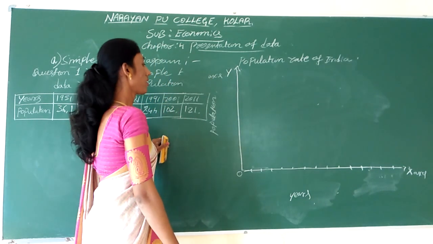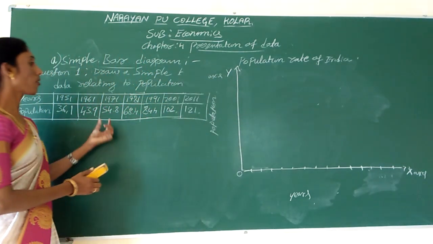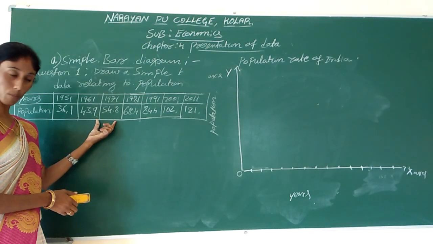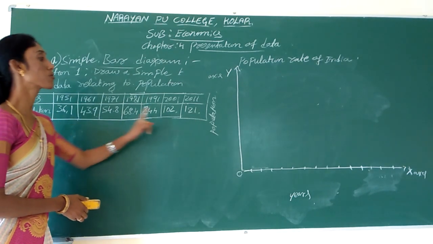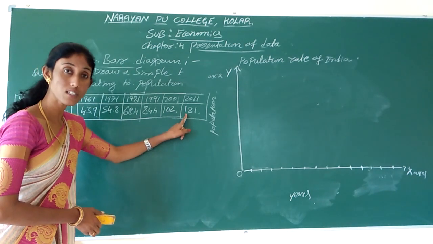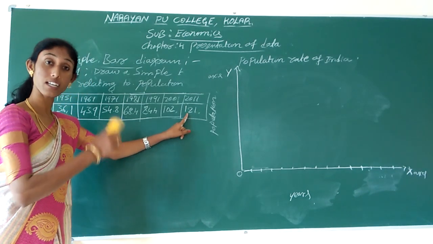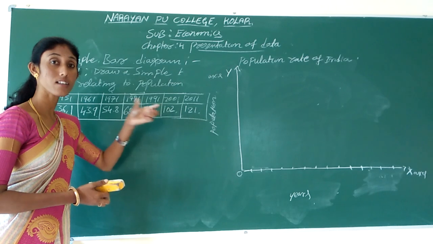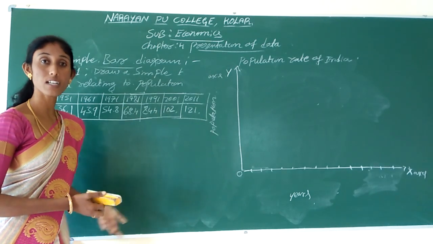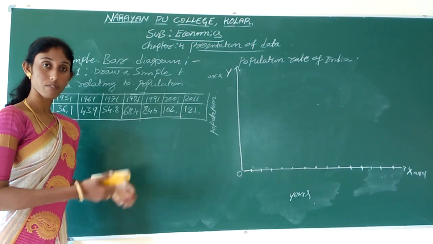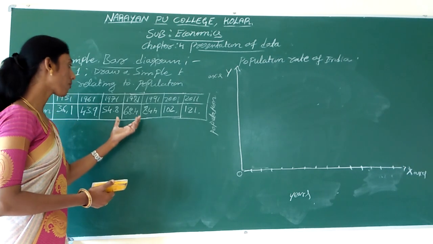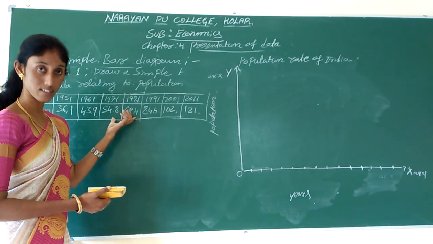Now, before taking points relating to the population rate, you must observe the data. Like the classification of data, where we took a class interval to present the data in a particular form, in the same way here also we have to take a class interval.